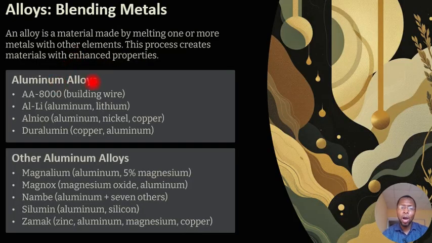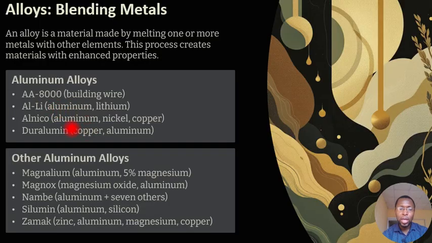We have what we call the aluminium alloys. Examples of this, we have the AA8000. This is used for building wires. We also have the ALLI alloy, that is made up of aluminium and lithium. So the combination of aluminium and lithium is another type of alloy. We have the ANICO. This is a combination of aluminium, nickel, and copper. We also have the duralumin. This is made up of copper and aluminum. So all of these are alloys that are made up from aluminum and other materials.